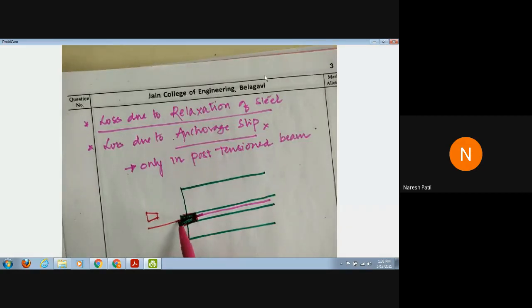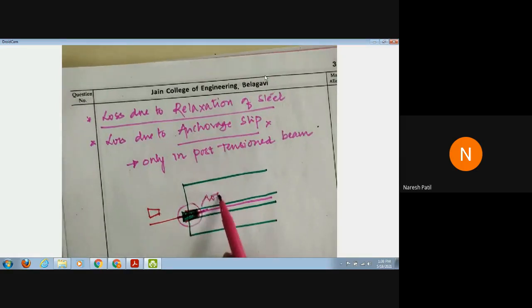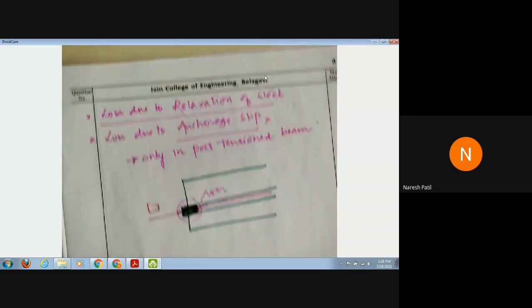So what will happen? If the wedge releases the cable inside the duct, then there will be loss. So that is called loss due to anchorage slip. There will be slip in the cable. Okay, that is called loss due to anchorage slip, and this will be there only in the post tension system. Then we have next, the last, loss due to friction.